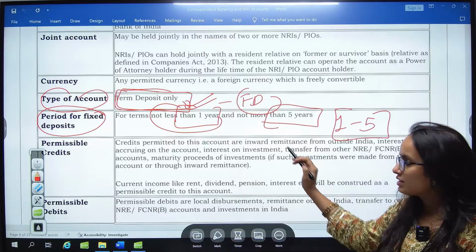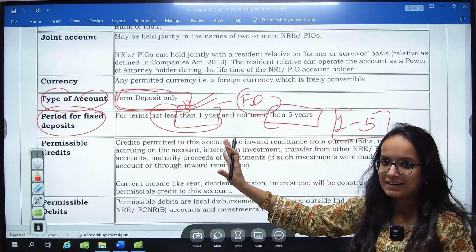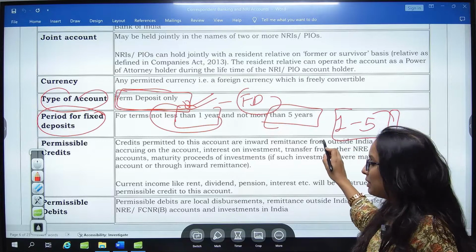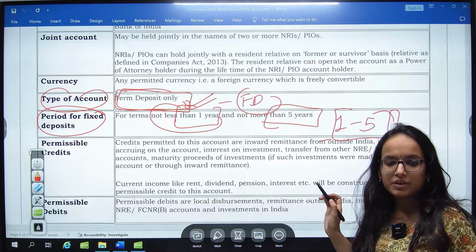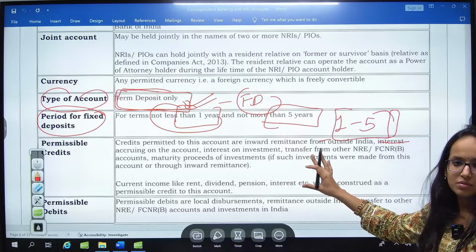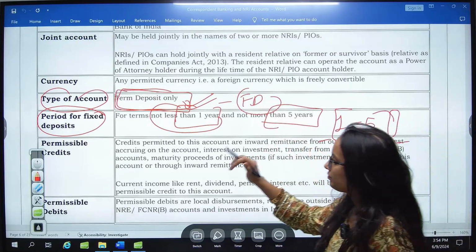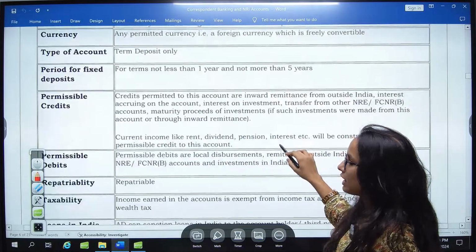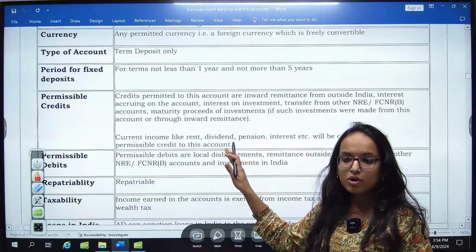At least 1 year, since it is a term deposit, but not more than 5 years. So lower limit is 1, upper limit is 5 years. Clear? Remember, in case of FCNRB account. Okay. Now, this is the thing. So FCNRB account can be held as a term deposit only.